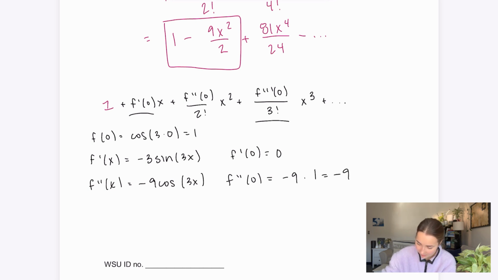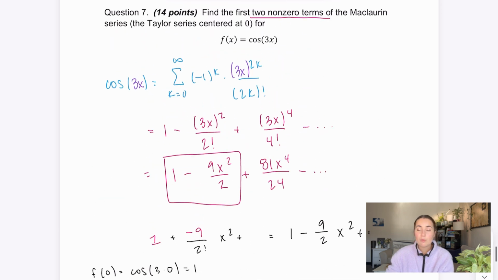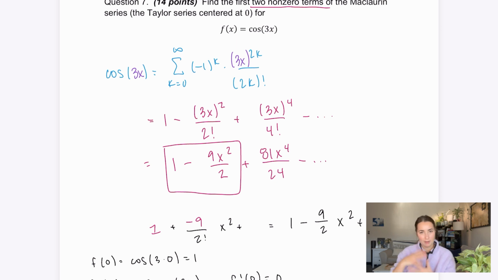Let's go ahead and fill in these terms. First we get 0, so these terms are going to go away. Then here we have negative 9 over 2 factorial x squared. And remember, the next derivative is going to go to 0. So we have exactly what we wanted: 1 minus 9 halves x squared plus dot, dot, dot. So whichever way you want to do it, you're going to get the exact same answer. If you forget the Maclaurin series, you can always whip out the formula for a Taylor series, and you're going to find the right answer.